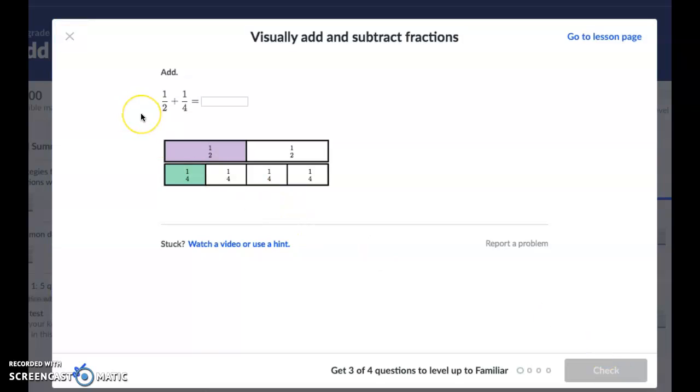So here they show you 1/2 plus 1/4. Those are fractions that are not easy to add in our head because they have different denominators. So down here they have shown you 1/2 and they've shown you 1/4. When we look at the picture, we can see that 1/2 is really the same as 2/4. So this 1/2 would be worth 2/4, plus we would have another fourth. So our answer here is going to be 3/4.